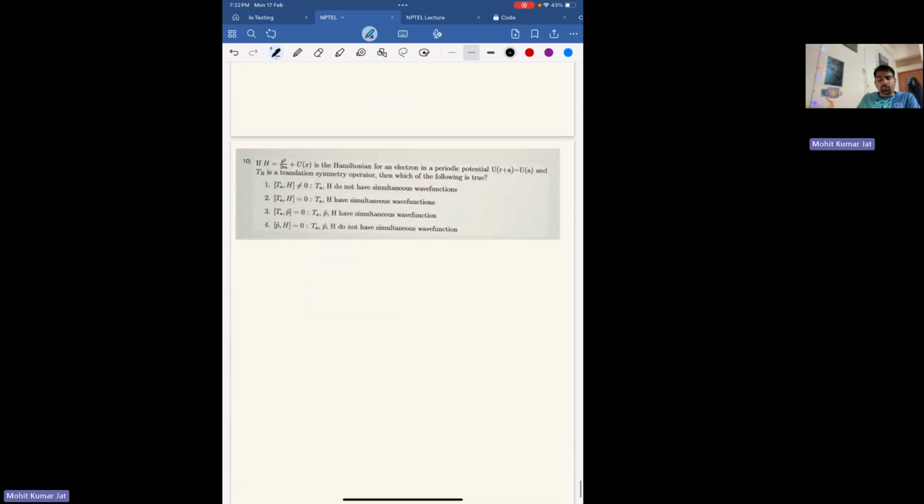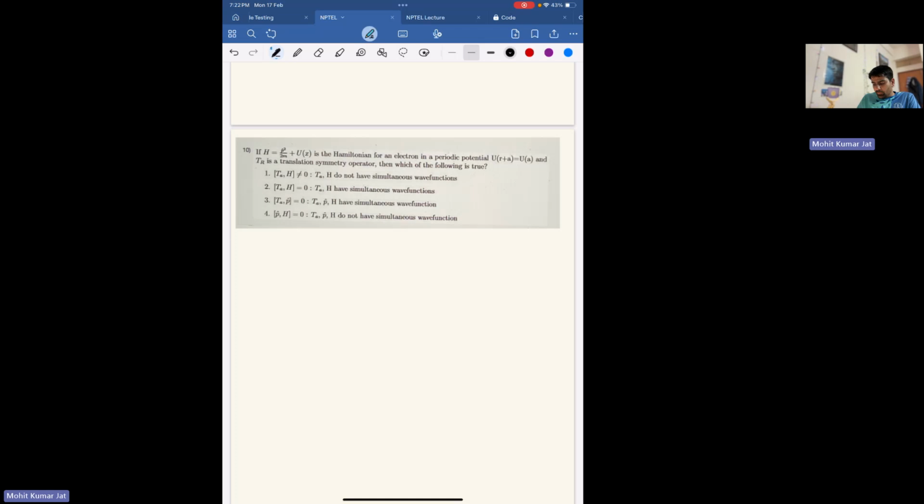Now moving on to the next problem, which is problem number 10. The Hamiltonian is given as p square by 2m plus U(x). So p square by 2m is the free particle part, and U(x) is the part which confines the electron in a periodic potential. U of r plus a is equal to U of r. That means that there is a periodic potential in the system. T of a is the translation symmetry operator. That means it translates from one point in position to another. Then which of the following is true?